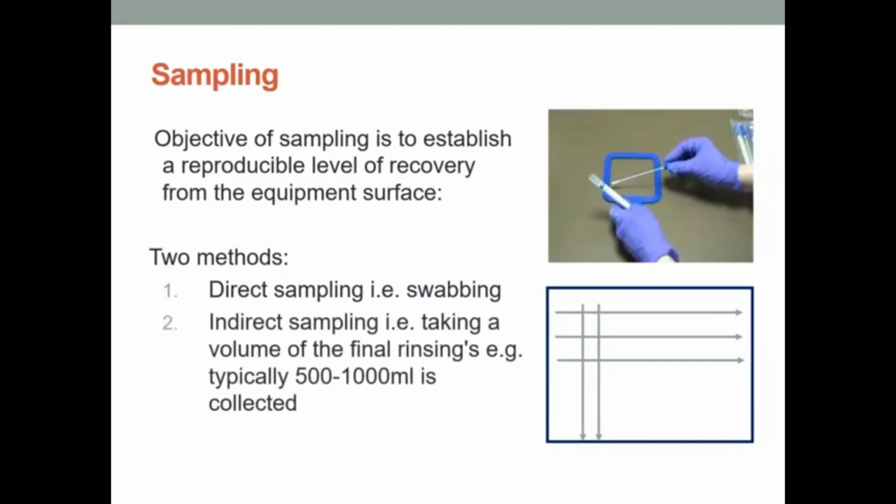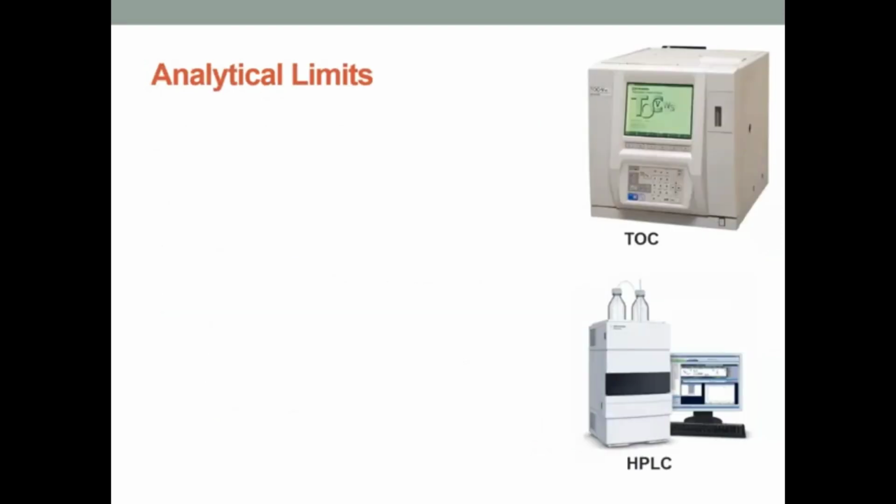The second method is indirect sampling. Here you are taking a volume of the final rinsing. That would be a volume of typically 500 to 1000 mL that's collected after your cleaning procedure is finished, at the very end of the final rinsing. So you're checking that to see if there are any residues left in it.